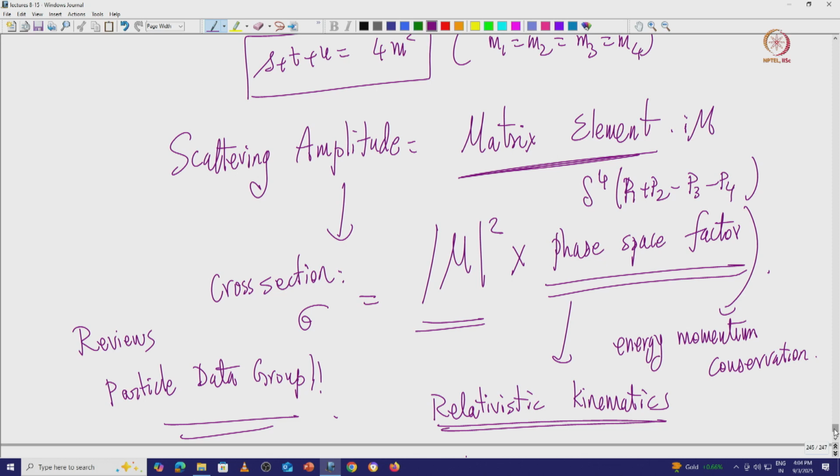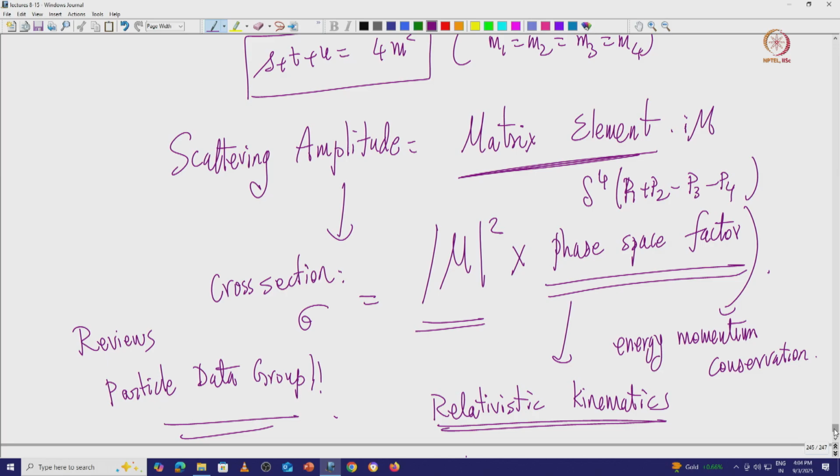The cross section is given by mod M squared times the phase space factor. So this matrix element is giving you the scattering amplitude, and the total cross section is nothing but mod M squared times the phase space factor.